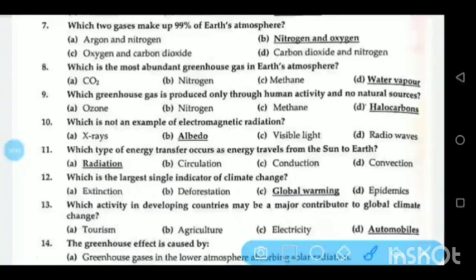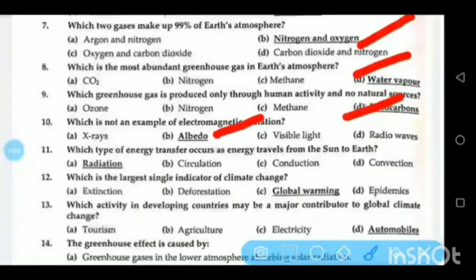Which two gases make up 99% of the Earth's atmosphere? Nitrogen and oxygen. Which is the most abundant greenhouse gas in Earth's atmosphere? Water vapor. Which greenhouse gas is produced only through human activity and has no natural sources? Halocarbons. Which is not an example of electromagnetic radiation? Albedo.